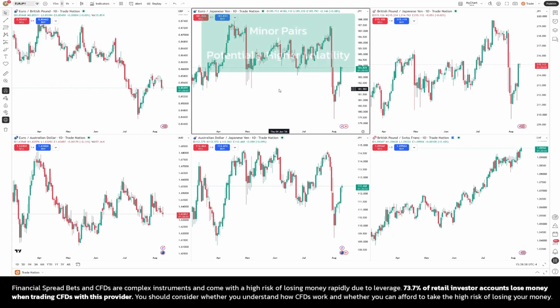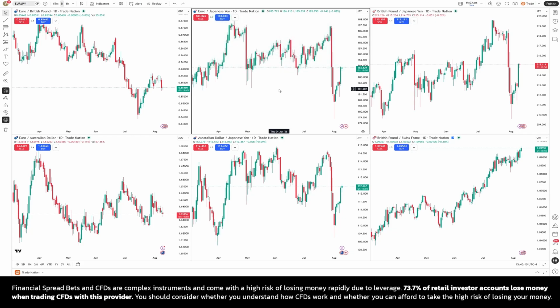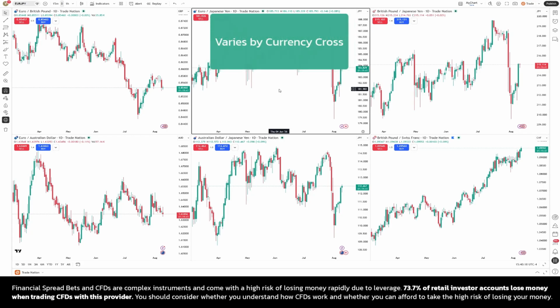Some minor pairs can also be more volatile than the most heavily traded major pairs. Liquidity is often lower and spreads may be wider, particularly during quieter trading periods or when market conditions become more volatile. That does not mean every minor pair behaves the same way. Trading activity, volatility, and transaction costs can vary considerably between different currency crosses.